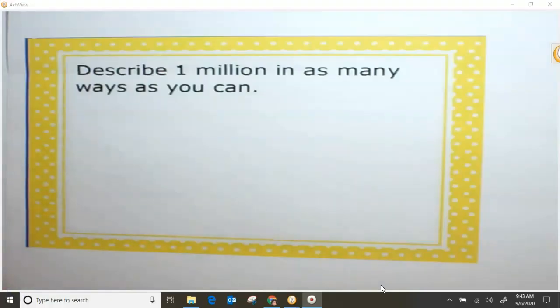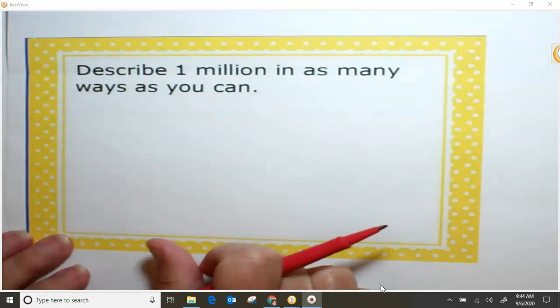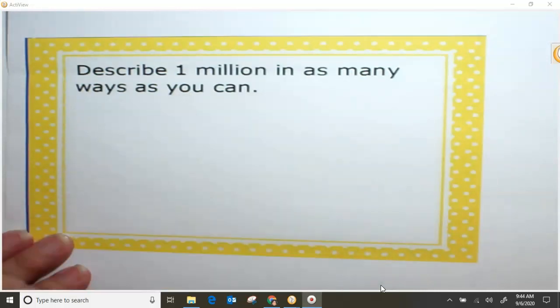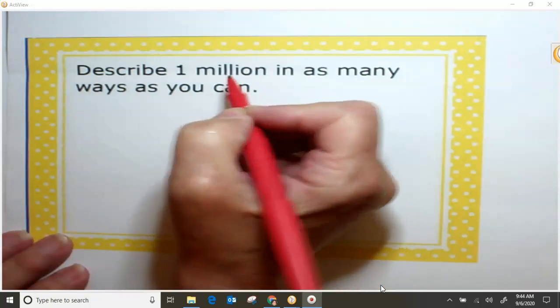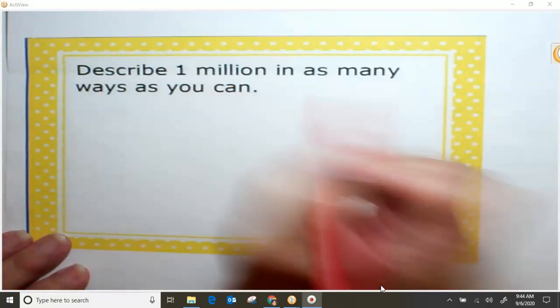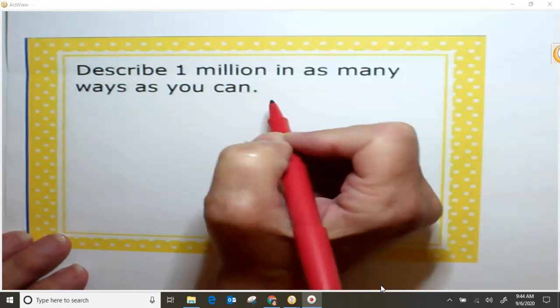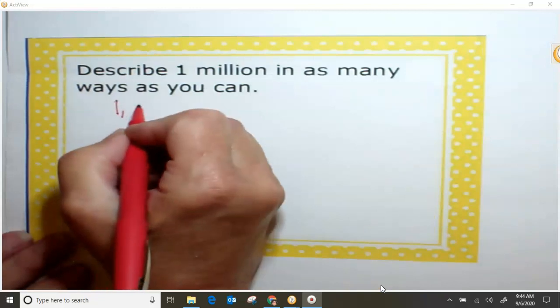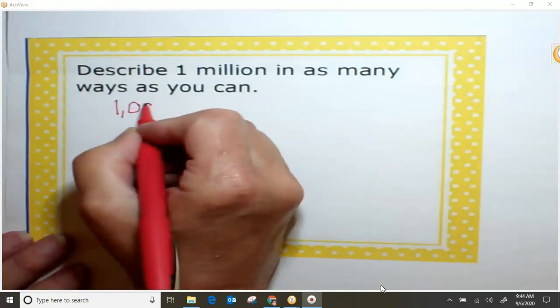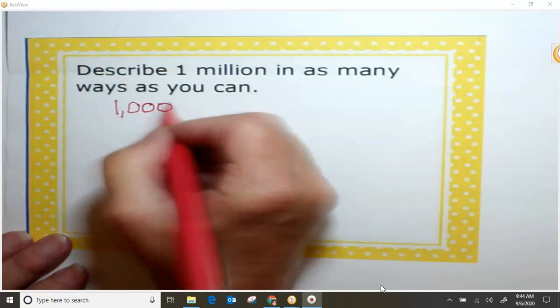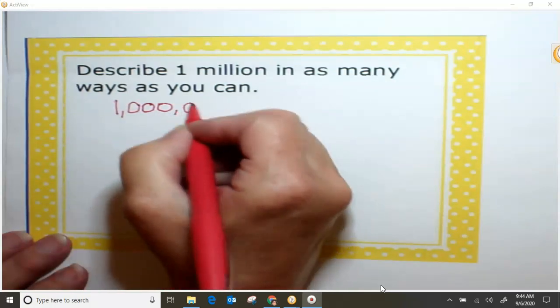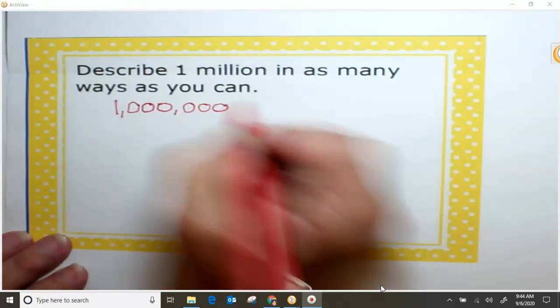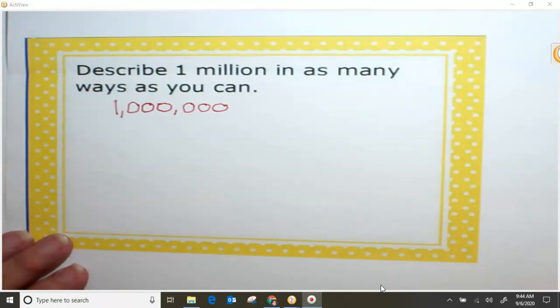Okay, let's see if you came up with some of the ways that I did. I started off with 1 million, and it's written here in word form, except they didn't write out the one, but I can write this in the standard form. So let's do that. 1 is the millions period. Here's the thousands period, and the units period. And that gives me 1 million. So there's my number in standard form.